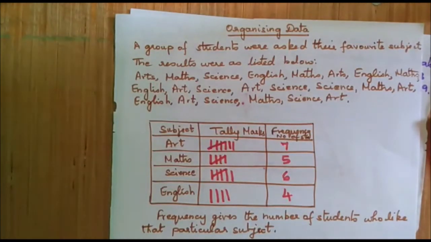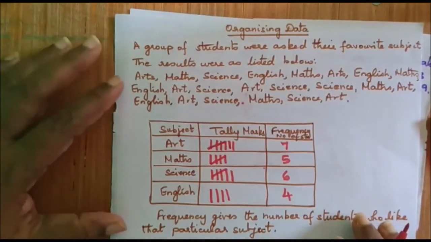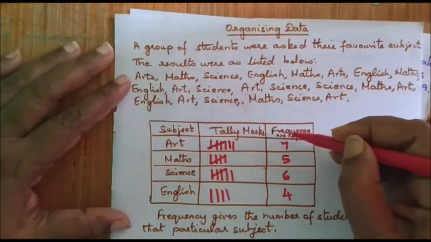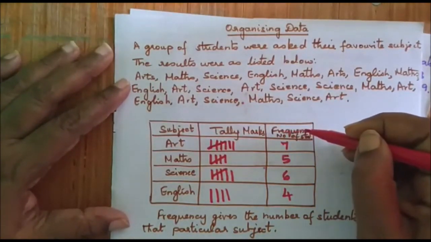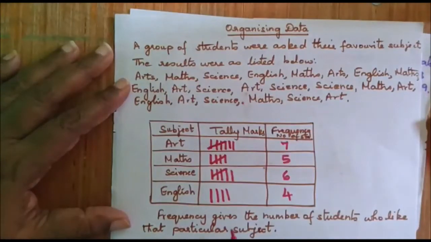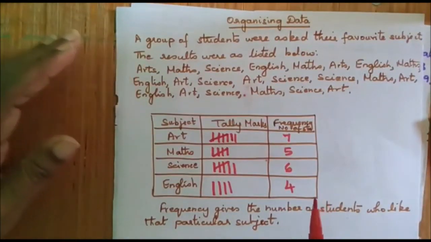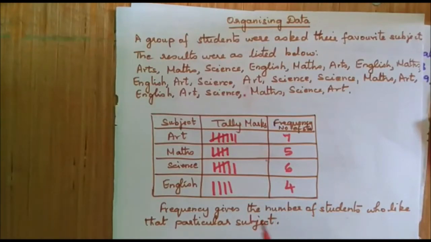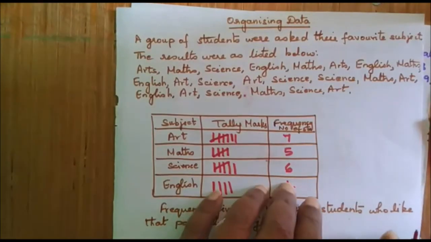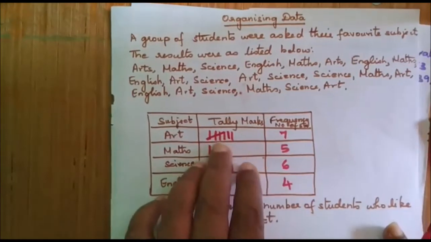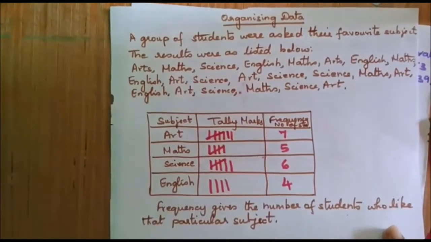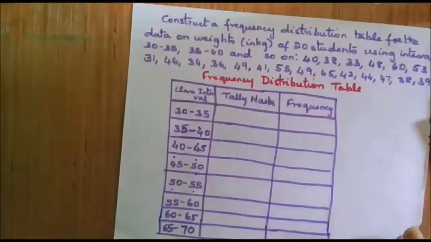So such kind of information we can get by looking at this data when we arrange them in an organized manner. Now this number of students is also called the frequency. Frequency gives the number of students who like that particular subject. So you know now how to get the frequency given the data, and you would have also understood how we mark the tally marks. Okay.